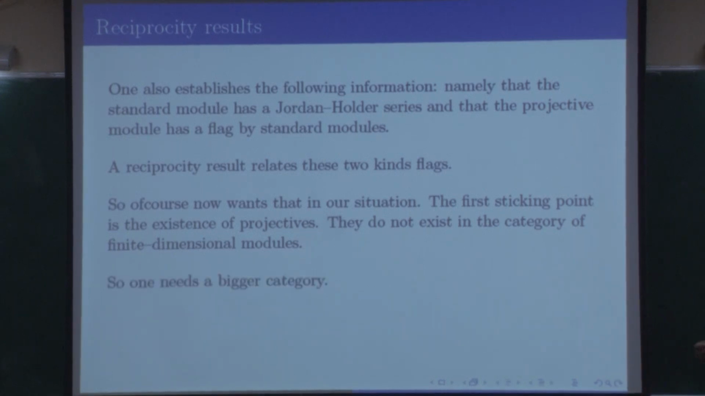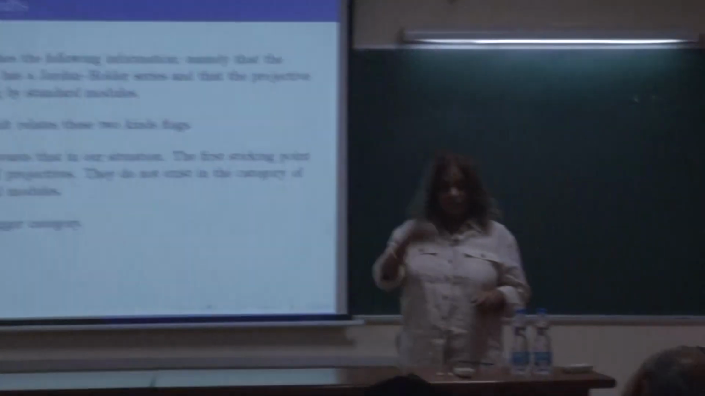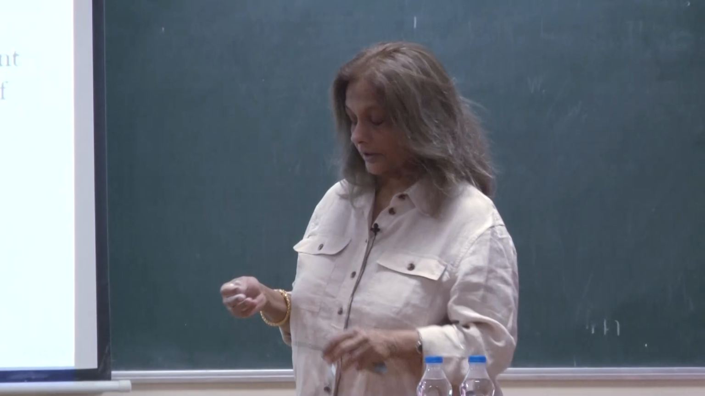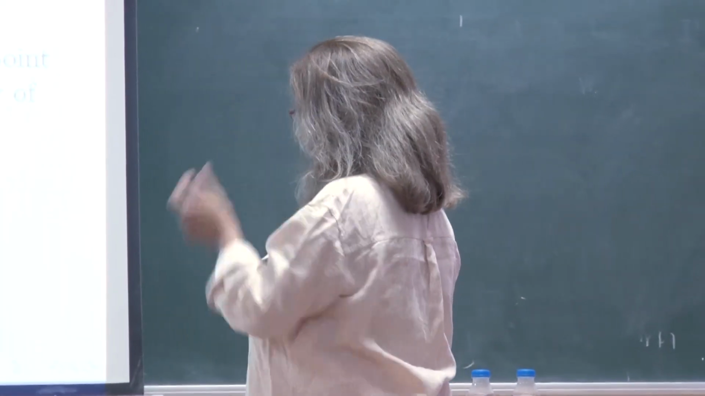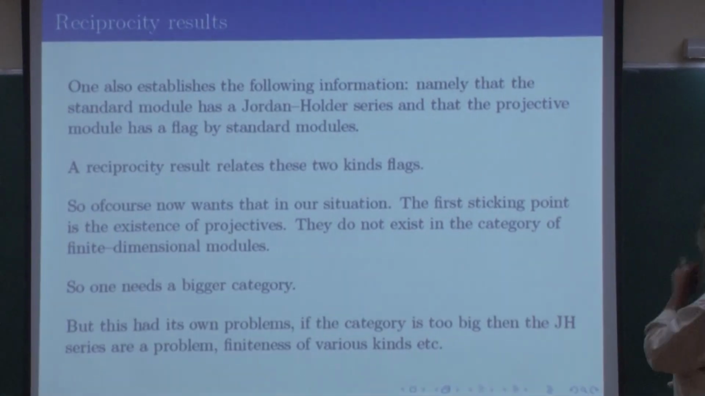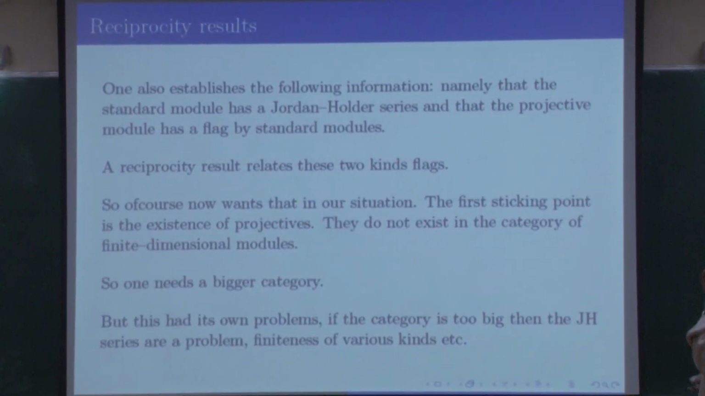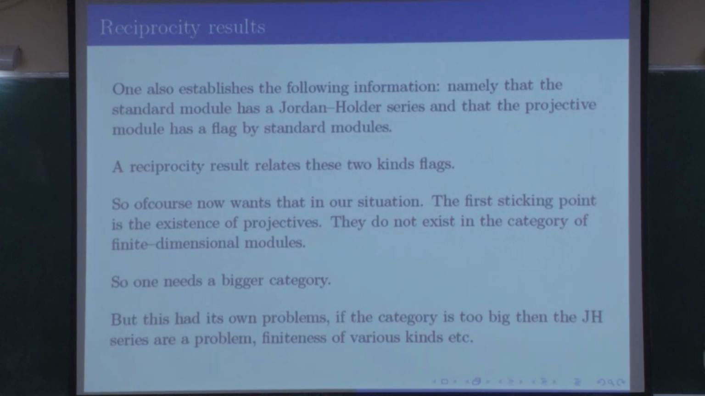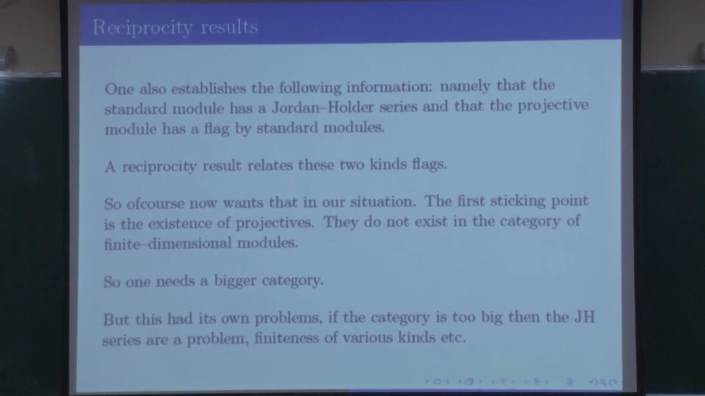So somehow I want a bigger category, but then what do I mean by bigger? Even for BGG reciprocity, we did go to a bigger category, which had infinite dimensional modules. Verma modules are infinite dimensional. So the question is, what does one mean by bigger? And that continued to be a problem, because enveloping algebras are not Noetherian, so it's not clear that Jordan-Hölder series exist, and so everything is continually a problem.